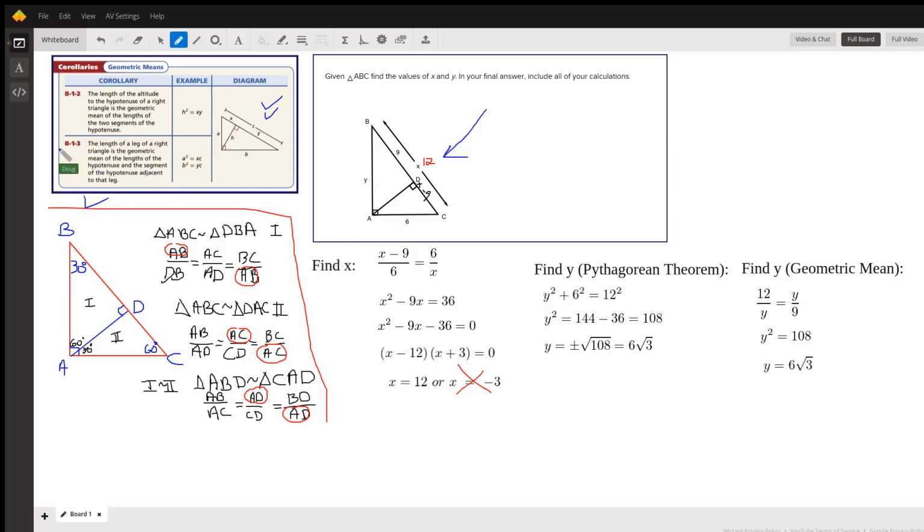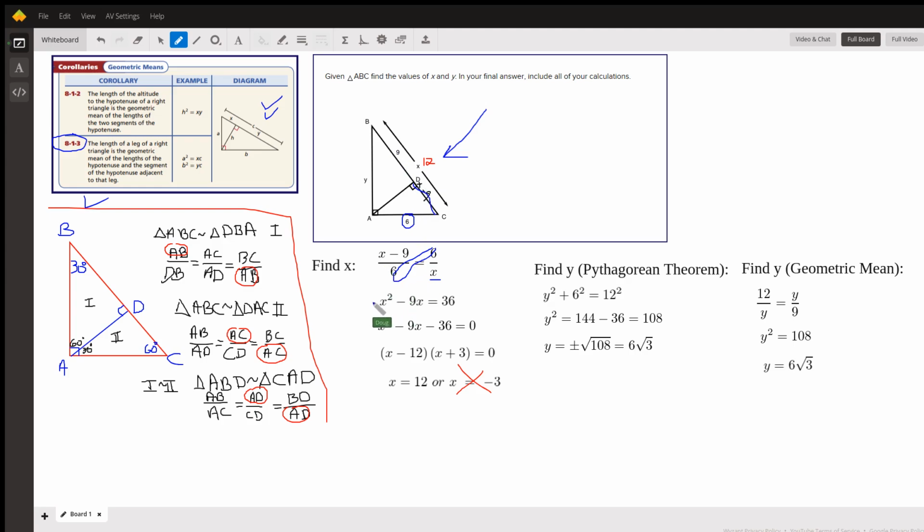This is the corollary we're using. A leg of the big triangle is the mean proportional, or the geometric mean, between the entire hypotenuse and its projection onto the hypotenuse, or the segment of the hypotenuse that it's adjacent to. So it's easiest to solve for x by looking at this leg. It's the mean proportional, or the geometric mean, between the entire hypotenuse, which is x, and this is x minus 9, because the whole thing is x. This segment is 9, so this is x minus 9.